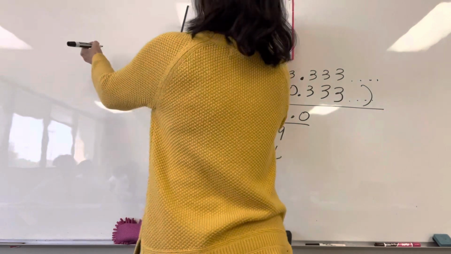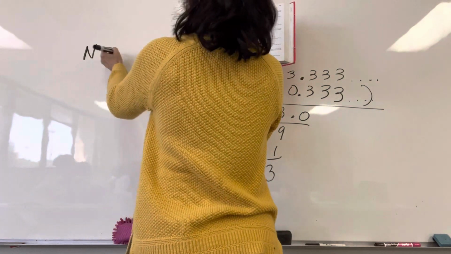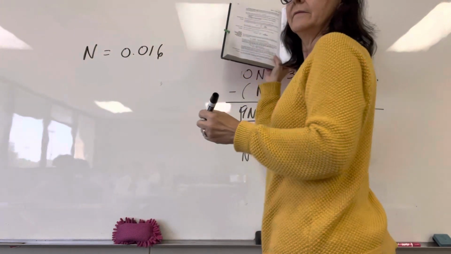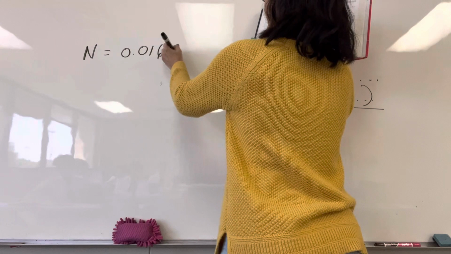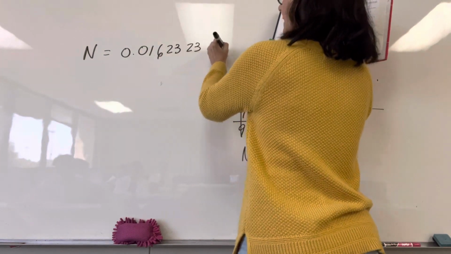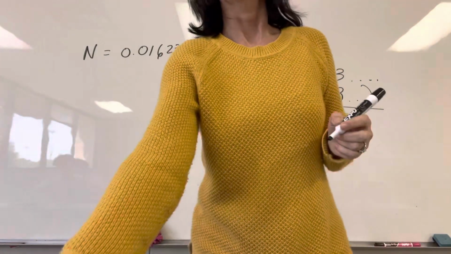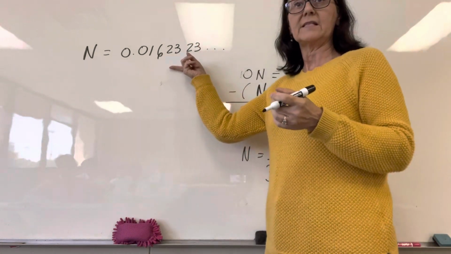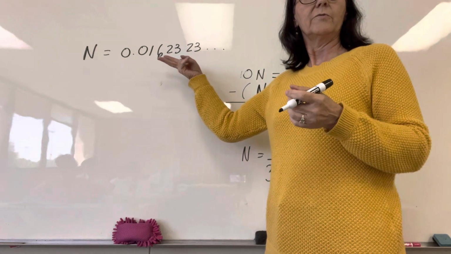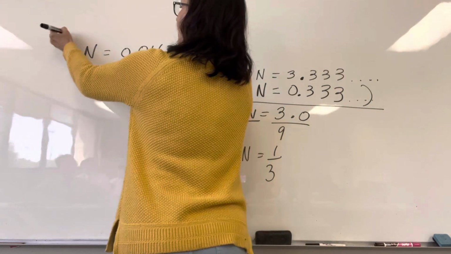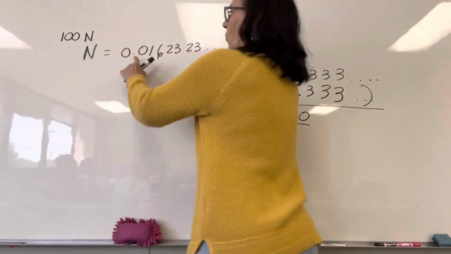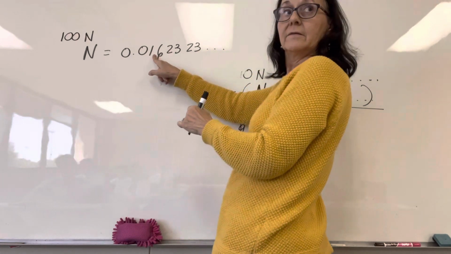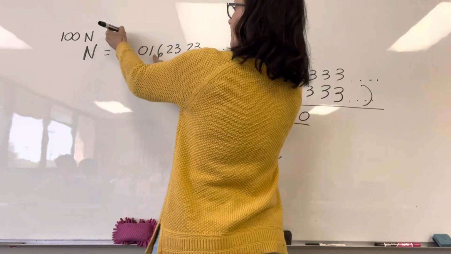All right, so I'm going to write what the number is. The number is 0.016. What is repeated? 2, 3. I'm going to write a couple of them. Got it? Now I have 2 repeat decimals, so what am I going to multiply this equation by? 2 repeats, 100. So I'm going to multiply it by 100. What does that do? It moves the decimal place to the right. Does everybody see that?